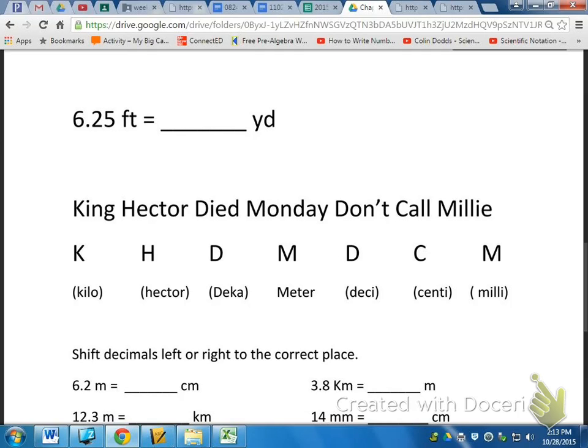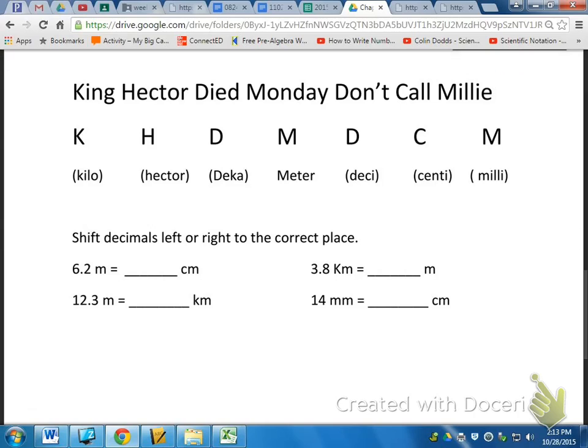So there's this expression, King Hector died Monday, don't call Millie. I would suggest you remember that because it is exactly the first letter in each one of those words that gives you the whole list of prefixes plus the base in the metric system. There is one mistake on here, and that is hecto, not Hector. But King Hector died Monday, don't call Millie. Those letters that I've got underlined represent either prefixes or a base.